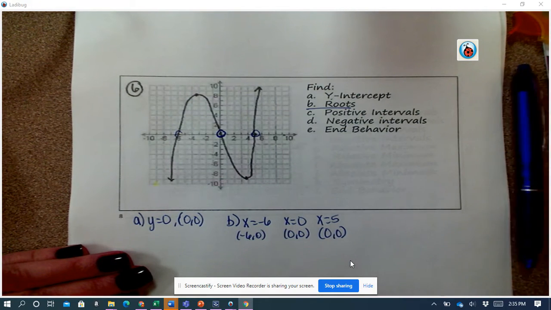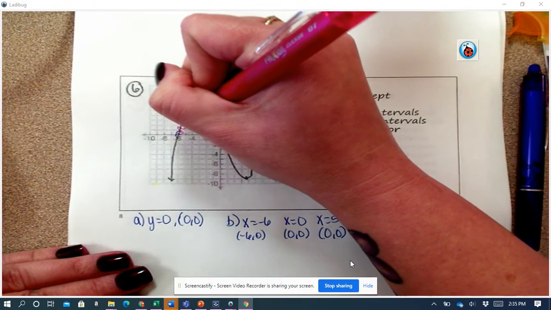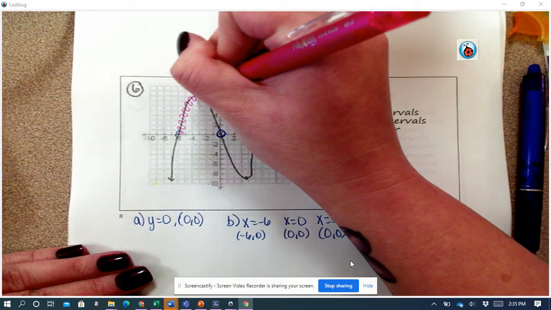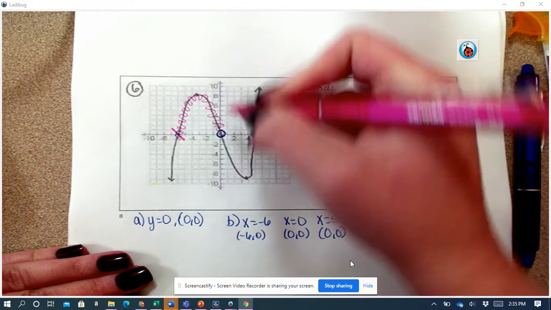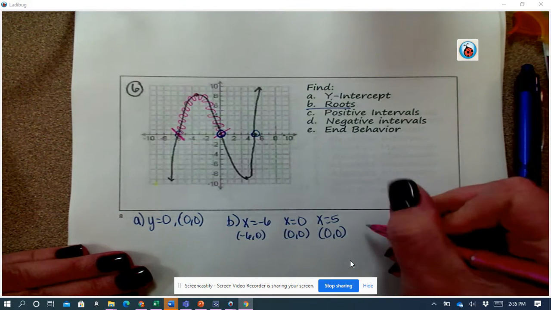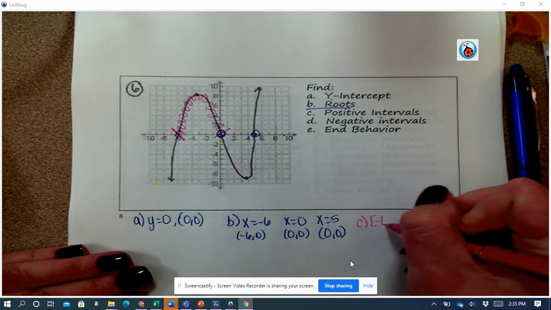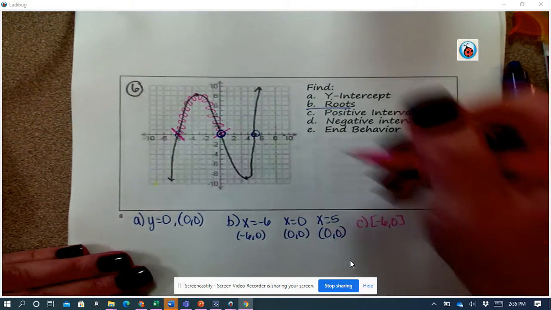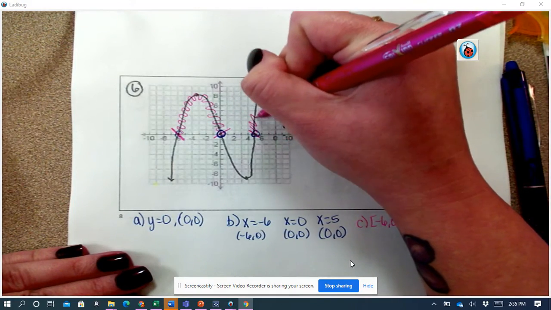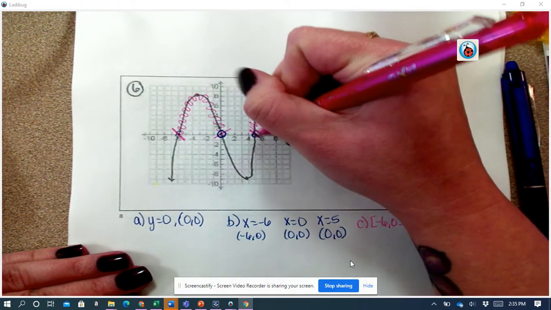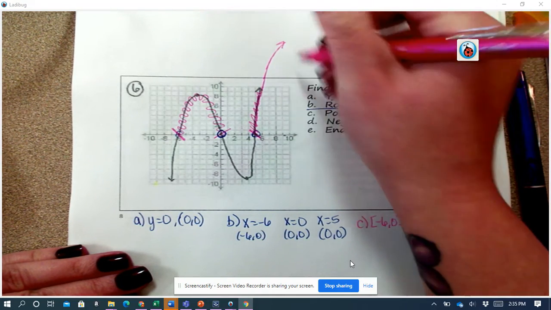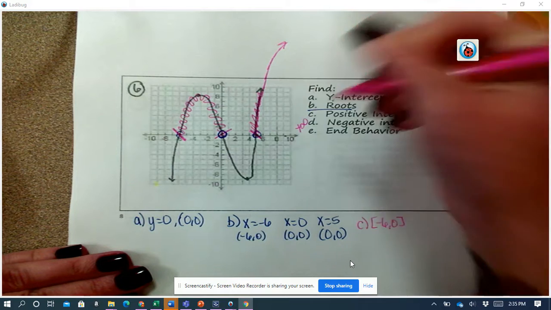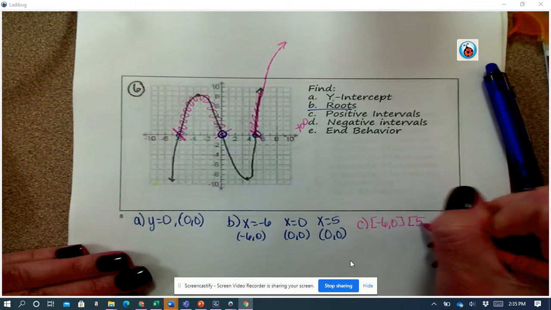Positive intervals are the sections of the graph that are above the x-axis. So it would be this section right here. So that would be between -6 and 0. And then this section over here, which is between 5, and then this graph keeps going and going and going, which means our x values go towards positive infinity.